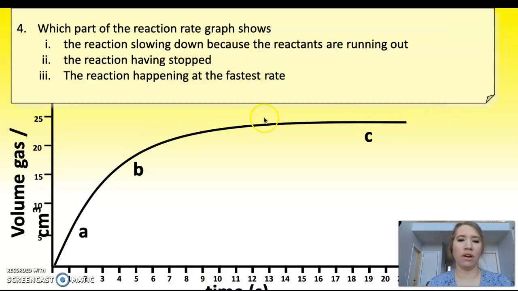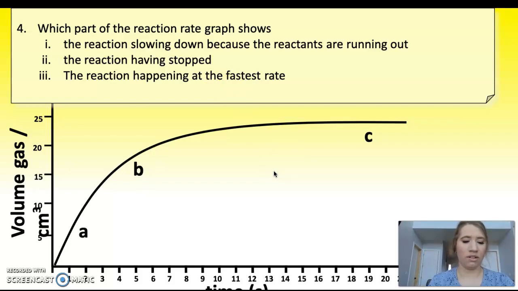Okay, which part of the reaction rate graph shows the reaction slowing down because we're running out of reactants? Which part shows that the reaction has stopped? And then which part has the reaction happening the fastest? So get those answers in your notes, hit pause.